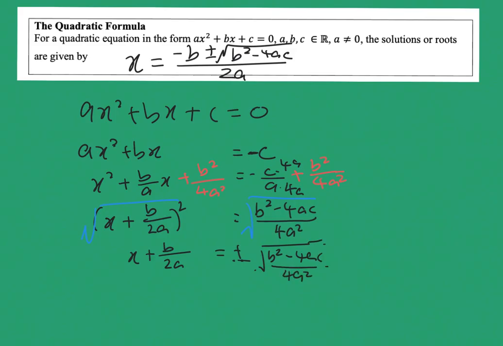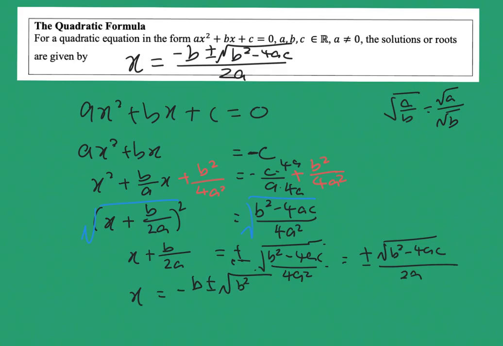And if I apply the roots, square root of a over b is the same as square root of a divided by square root of b. So the right hand side, I'll end up with positive negative square root of b squared minus 4ac, the whole thing over square root of 4a squared, which is 2a. So now I'll end up with x is equal to negative b plus or minus square root of b squared minus 4ac over 2a, which is our quadratic formula.